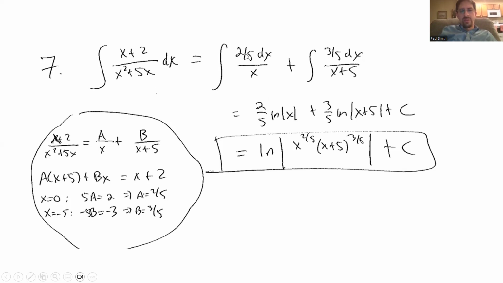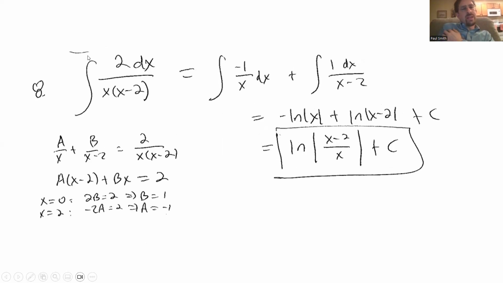When we evaluate those two integrals, we get 2/5 times natural log of absolute value of x plus 3/5 natural log of absolute value of x plus 5 plus c. Combining these two, we're adding the two logarithms, so we multiply their inputs, and then we move their coefficients in as exponents. So we're left with natural log of absolute value of x to the 2/5 times x plus 5 to the 3/5 plus c.